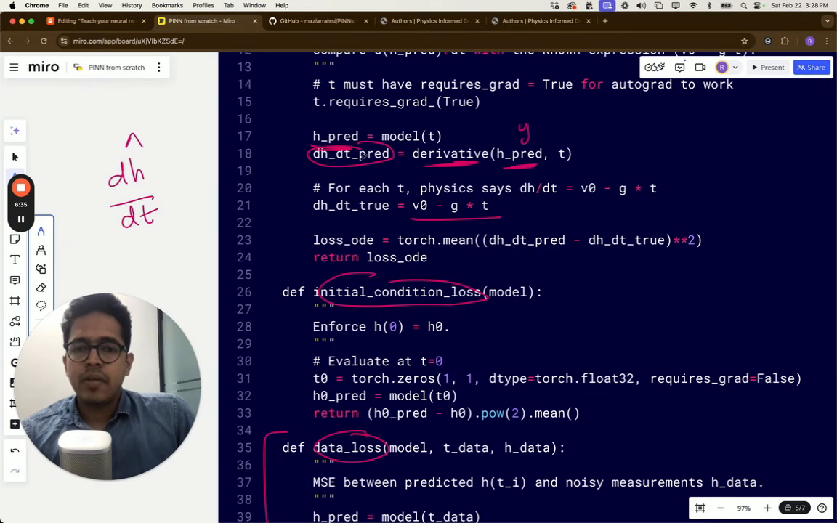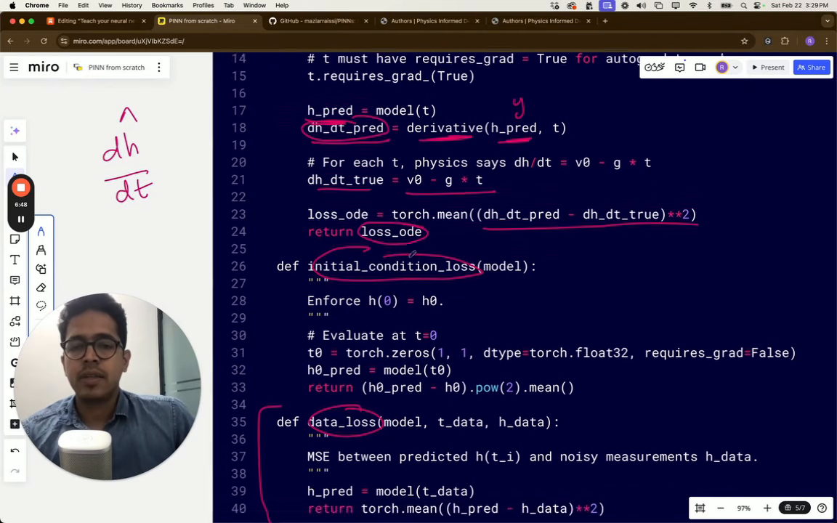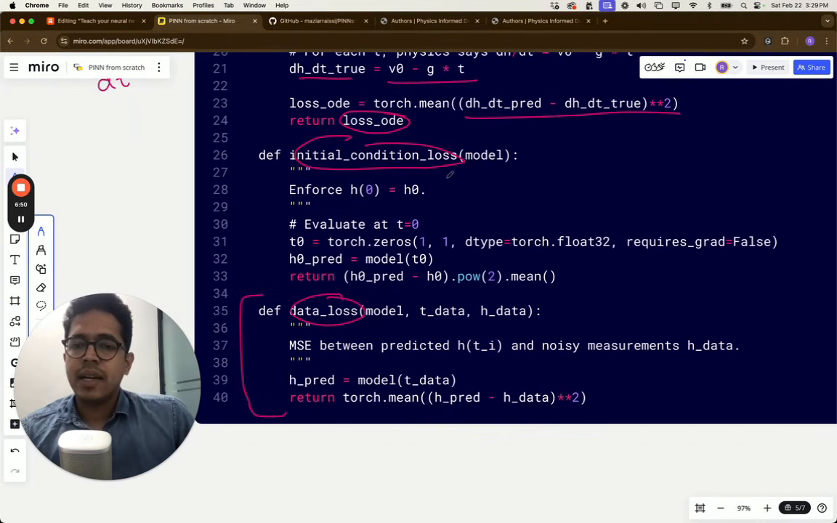Then the loss will be basically the mean squared difference between dh by dt predicted and dh by dt true. That is, dh by dt predicted minus dh by dt true, raised to 2. So that is the ODE loss, and this function returns the ODE loss. Similarly, the initial condition loss is very easy.